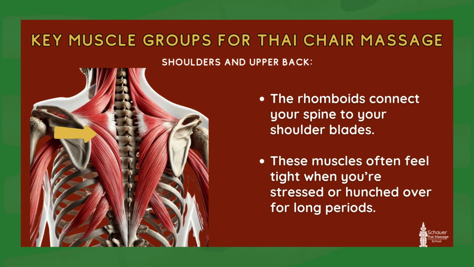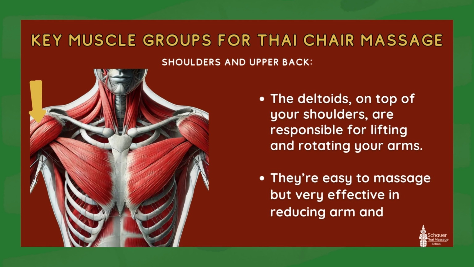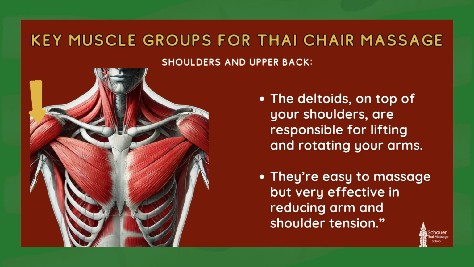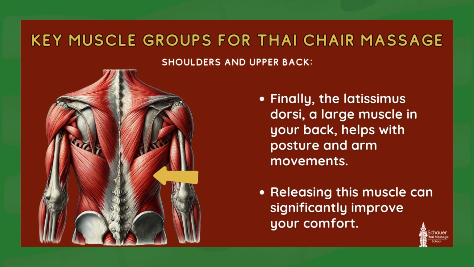Shoulders and upper back. The rhomboids connect your spine to your shoulder blades. These muscles often feel tight when you're stressed or hunched over for long periods. The deltoids, on top of your shoulders, are responsible for lifting and rotating your arms. They're easy to massage, but very effective in reducing arm and shoulder tension. Finally, the latissimus dorsi, a large muscle in your back, helps with posture and arm movements. Releasing this muscle can significantly improve your comfort.